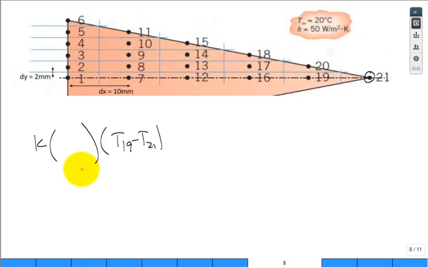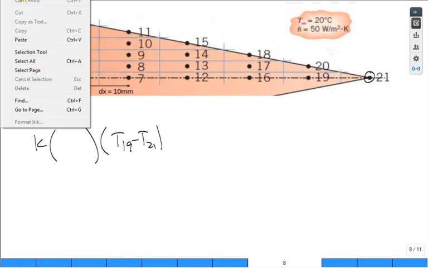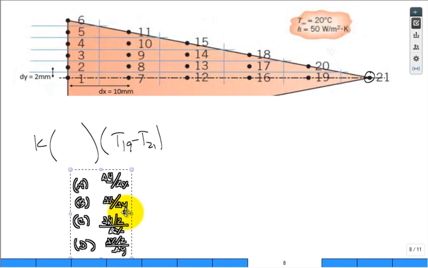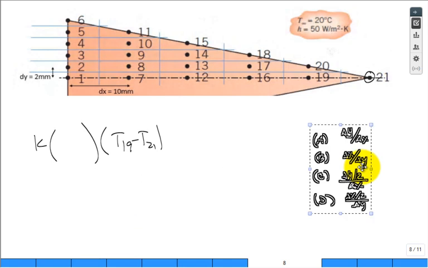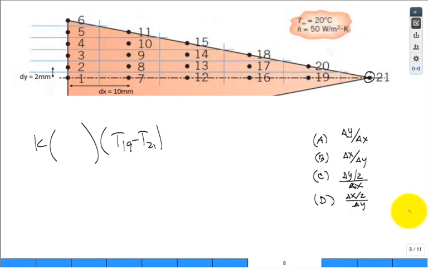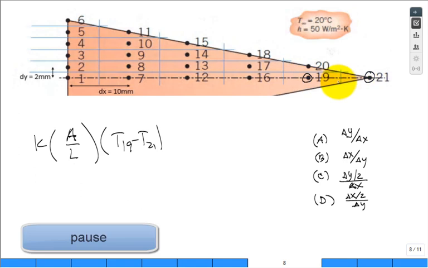At this point, what I'm going to do is an insert, paste, paste, paste. I still have my choices right there, don't I? Sure do. And what I'm going to do is start that up. And what is my appropriate area to length ratio for the conductive transfer from node 19 into node 21?